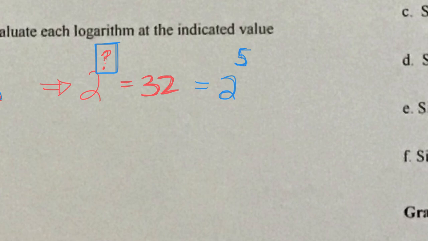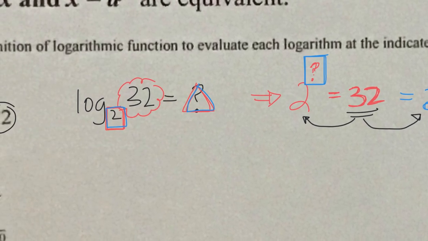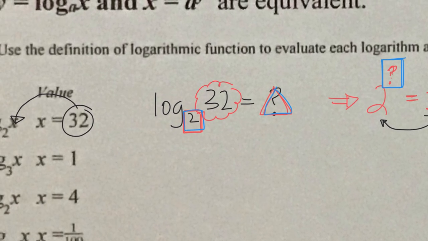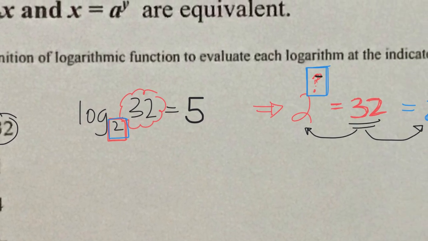If I take my 32 and rewrite it as having the same base as what I'm looking for, 32 is 2 to the 5th. So then my answer is going to be the exponent. The answer is 5. I can come back to my problem, erase my question mark, and write in the actual answer of 5. Log base 2 of 32 equals 5 because 2 to the 5th power equals 32.